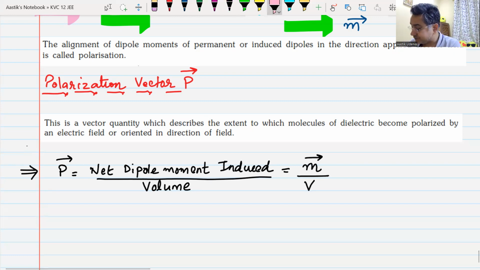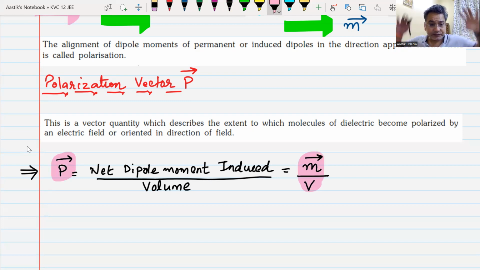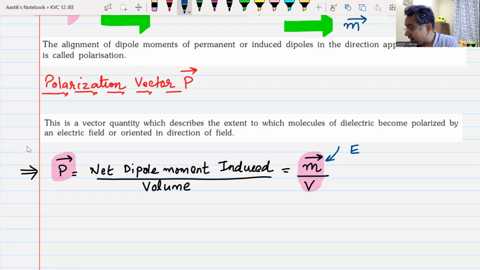Do we understand this? Yes or no? Yes, sir. Pakka, everyone understands this? Okay, and what is the direction of this dipole moment? The direction of this dipole moment will be the same as the direction of your induced dipole moment, and the direction of induced dipole moment is the same as the direction of the applied electric field E. So all are in the same direction. Do we understand this? Yes, sir.